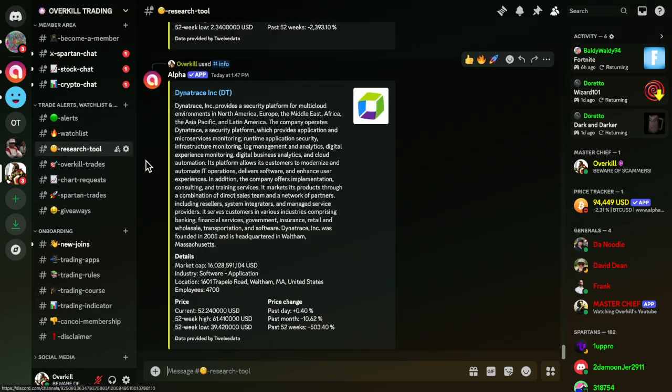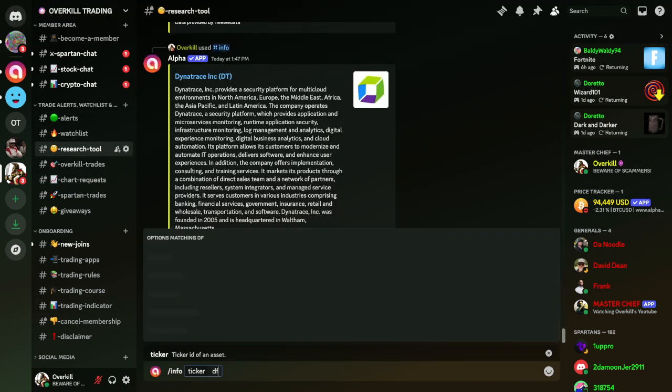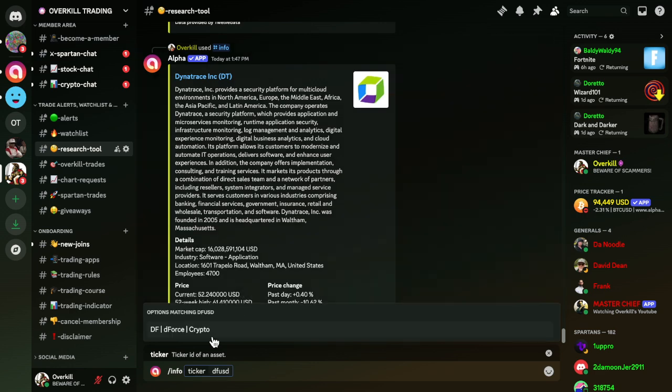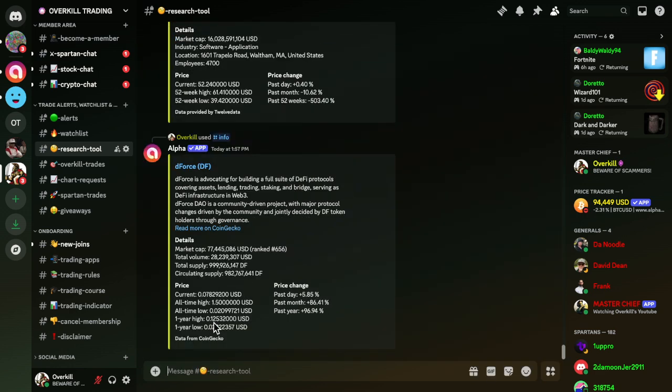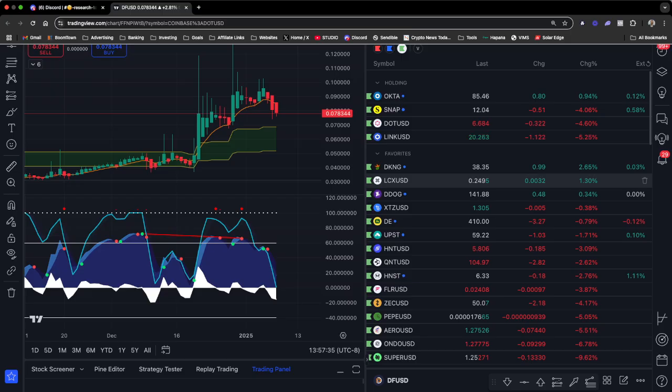DF, let's look that one up real quick. DF USD, probably a super low market cap. Advocating for building a full suite of DeFi protocols covering assets, lending, trading, staking, and bridge. Interesting. It's a $77 million market cap, so that's a really low altcoin. I do like the chart. The chart does look good. It's just a lower market cap, higher risk coin here.